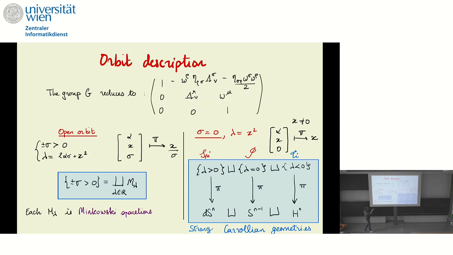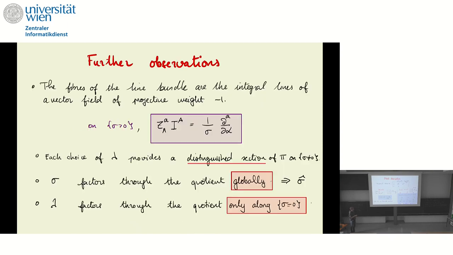So this is just the canonical projection, say, of Sn minus 1 into Sn, which is this decomposition here. We see that sigma is compatible with that. So sigma is dropping down and giving me the decomposition before. This sigma, I can quotient it. It factors through the quotient. But lambda doesn't factor through the quotient globally. Lambda factors through the quotient only along the boundary.